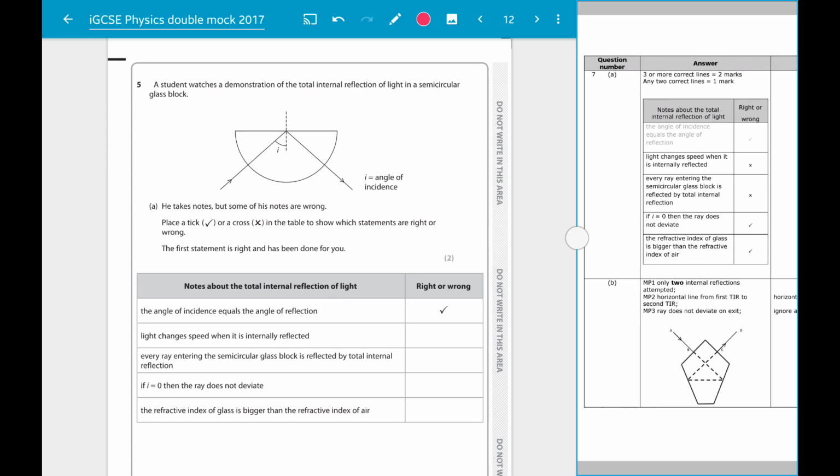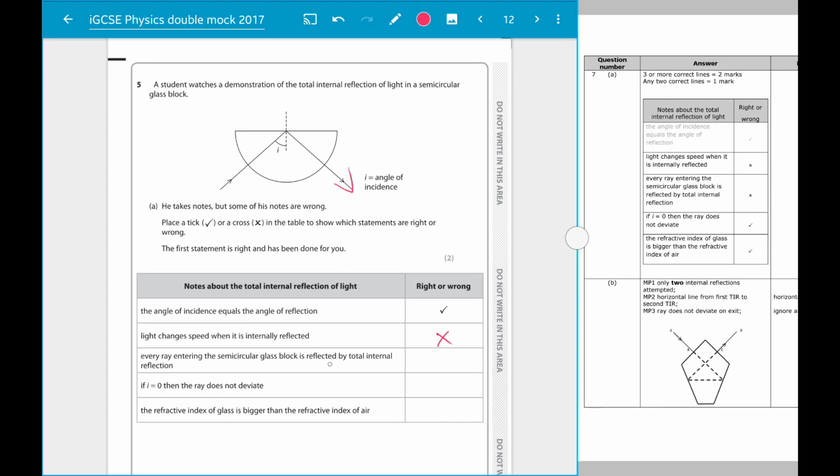The question shows you a glass block and you have light going into this glass block and coming out of it. So what I want to do is go through these points. You've got to say which ones are right or wrong. What do you know about refraction and total internal reflection? So here, light changes speed when it is internally reflected. No, it does not, because it stays in the glass and light goes the same speed if it doesn't change medium. It will stay the same speed in air unless it goes from more dense to less dense. But if it changes the medium, it changes speed. If it doesn't change the medium, it's not going to change its speed.